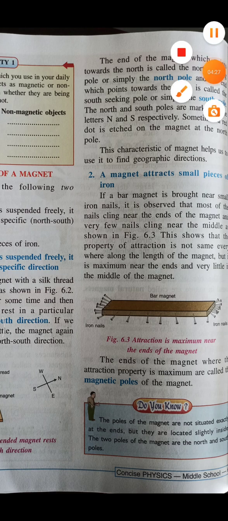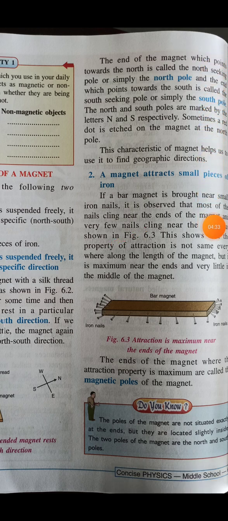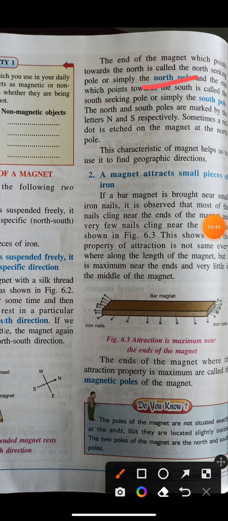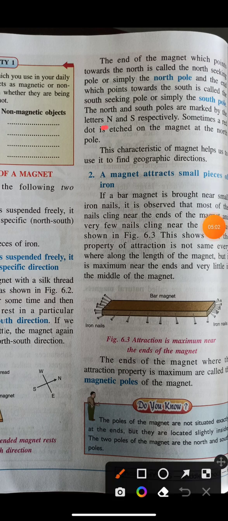Now, the end of the magnet which points towards the north is called the north pole. Means a magnet has two ends, and the one end which is pointing towards the north will be called the north pole, and the end which is pointing towards the south will be known as the south pole. So a magnet has two poles, one is the north pole, second is the south pole. And we mark these poles with the letters capital N and capital S respectively. Means North Pole with capital N and South Pole with capital S.